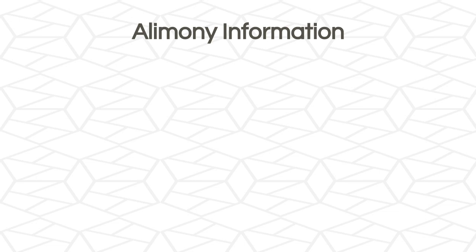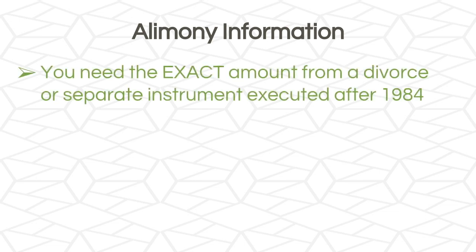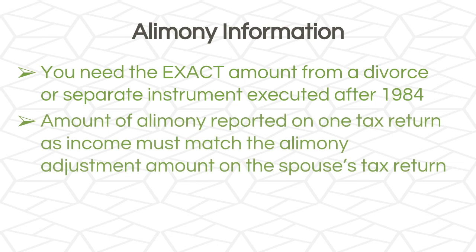In terms of the information needed to report alimony, you do need to know the exact amount from the divorce or separation agreement if it's executed after 1984. And this is important because the amount of alimony that is reported on one tax return as income must match the amount of alimony reported on the other ex-spouse's tax return as the adjustment.